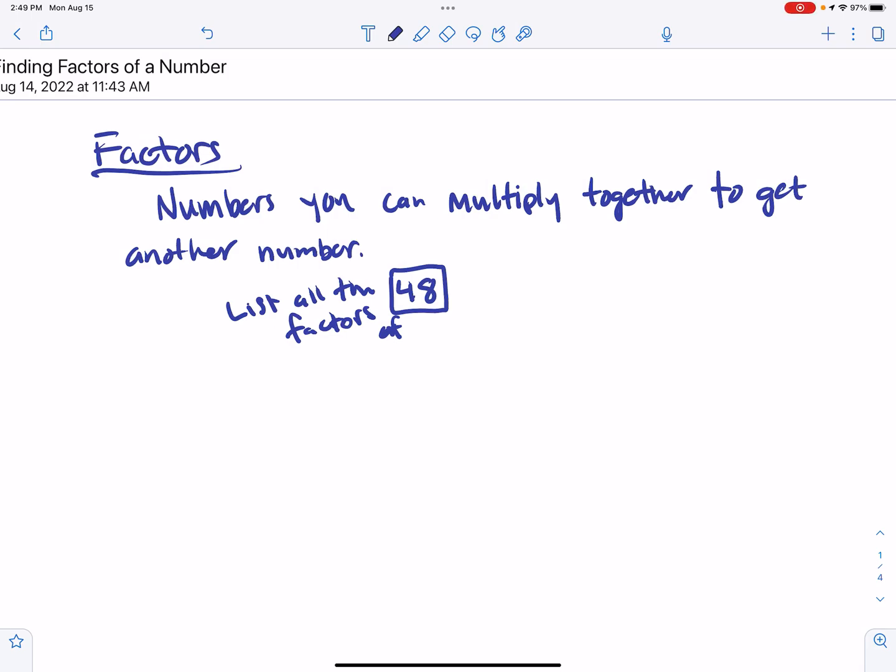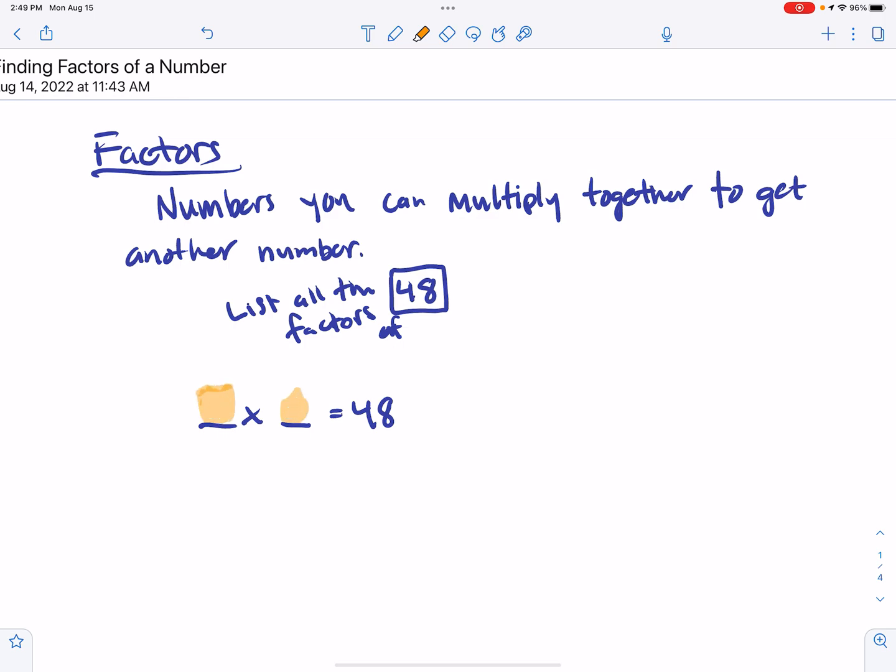So we're going to begin looking at the difference between factors and multiples, and we'll start out by discussing factors. Now, factors are numbers that you can multiply together to get another number. So often you'll see this in a question where it's phrased like, list all the factors of 48, or what are some factors of 48? And so here you're just trying to figure out something times something equals 48. And these somethings here are going to be your factors.